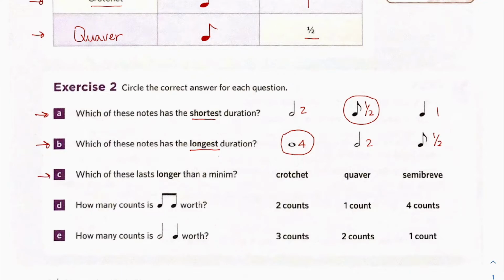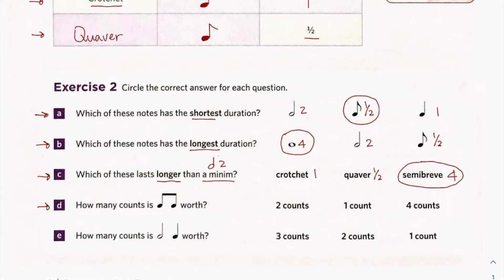Next, question C. Which of these lasts longer than a minim? So longer than a minim. Now, first of all, we need to know what a minim is. This is a minim. The minim is worth 2 counts. So our choices are crotchet, which is 1 count, quaver, which is half a count, and semi-brief, which is 4 counts. So the answer would be semi-brief.